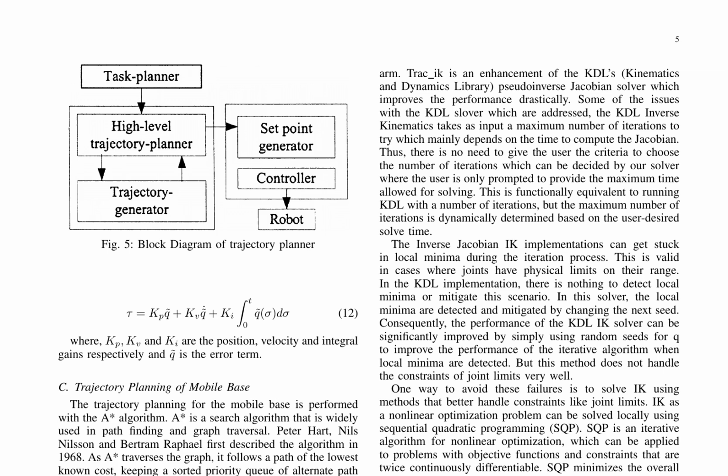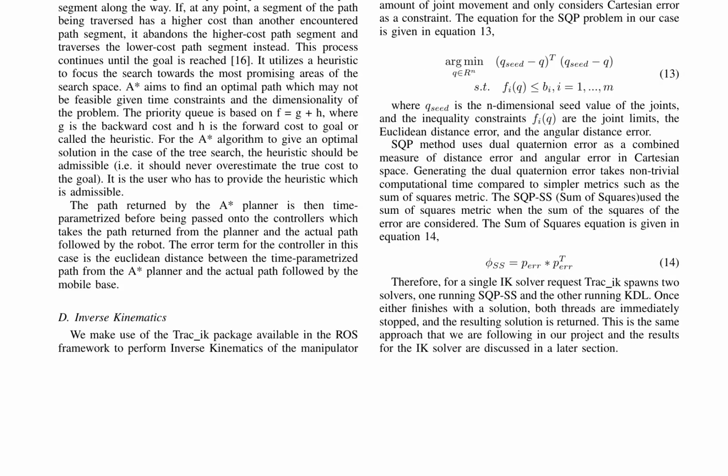The TRAC-IK solver addresses issues with the KDL solver, such as the need to provide a maximum number of iterations, which can be difficult to determine. Instead, the user provides a maximum time allowed for solving, and the solver dynamically determines the number of iterations. The inverse Jacobian IK implementations can get stuck in local minima during the iteration process, particularly when joints have physical limits on their range.